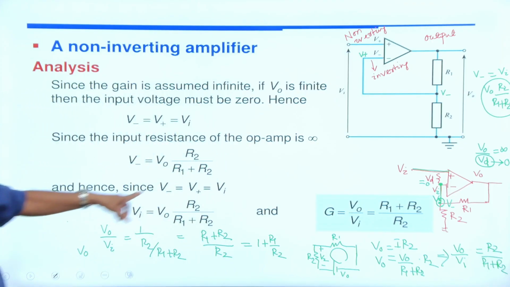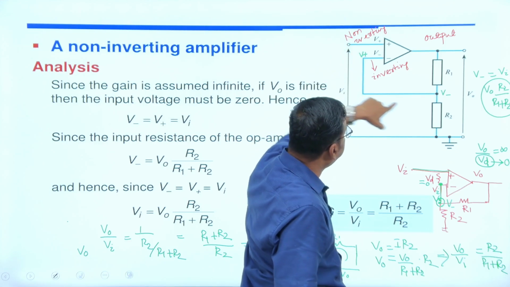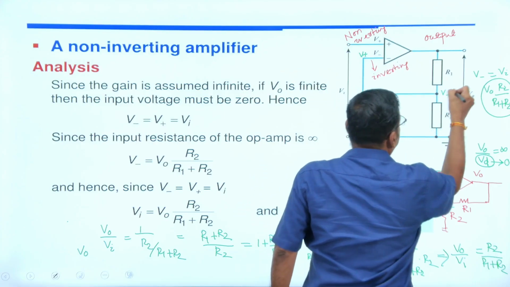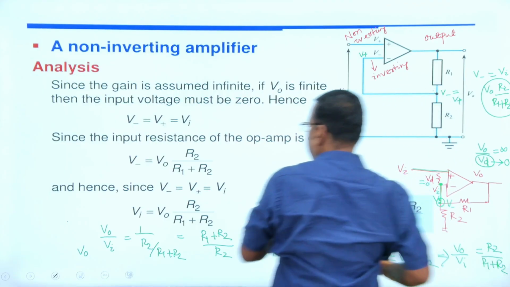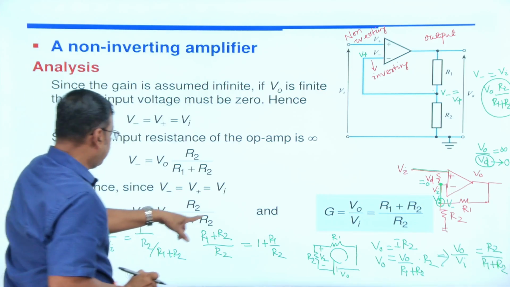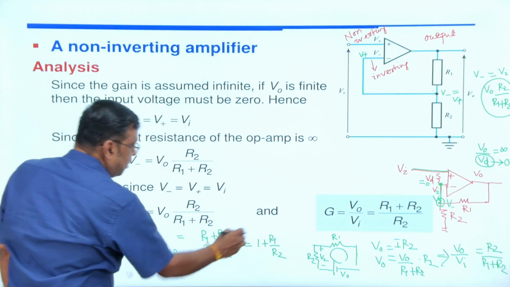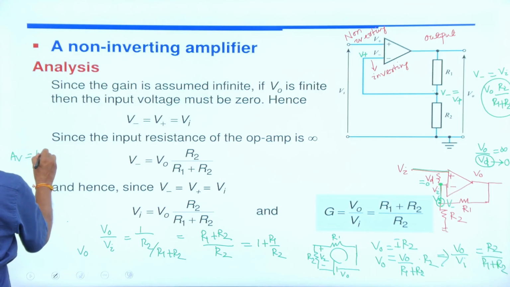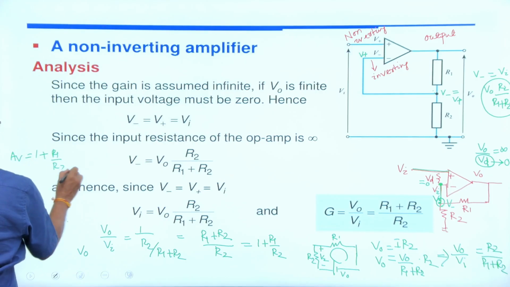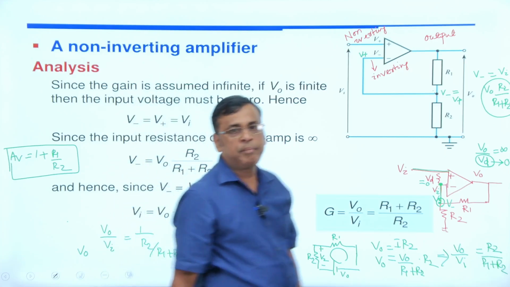Okay, this is your Vi. This voltage V plus equals V minus, and V plus equals V0 into R2 by R1 plus R2. So V0 by Vi equals R1 plus R2 by R2, which equals 1 plus R1 by R2. That is your gain, Av equal to 1 plus R1 by R2. In case of a non-inverting operational amplifier, you will find the gain equal to 1 plus R1 by R2.